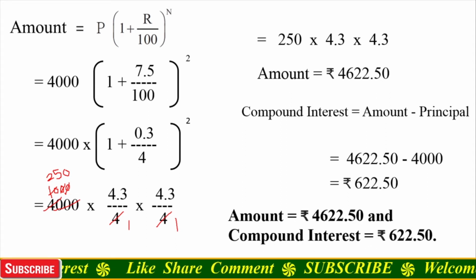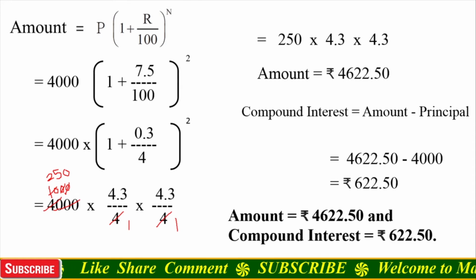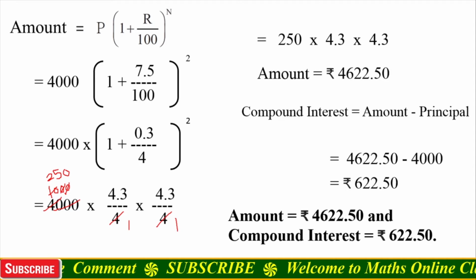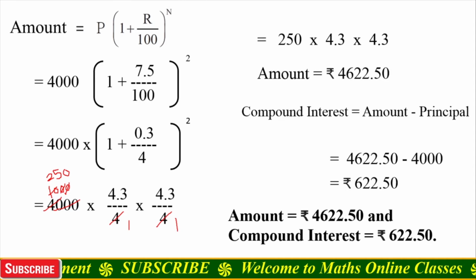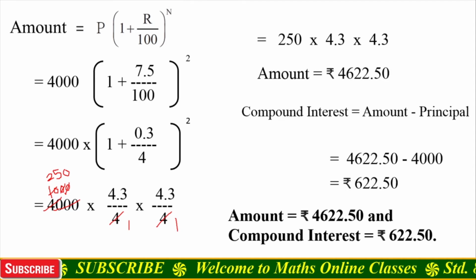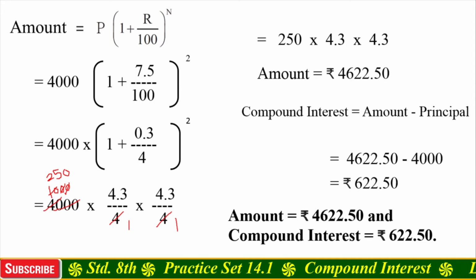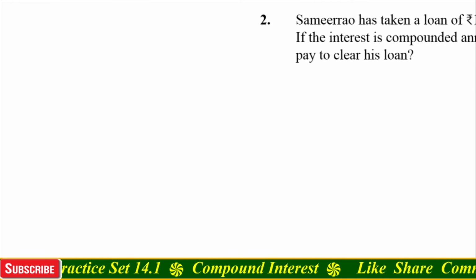Let us write the final answer. Amount is equal to rupees 4622.50 and compound interest is equal to rupees 622.50. This was about the question number 1. Now we will see question number 2. Here is question number 2.